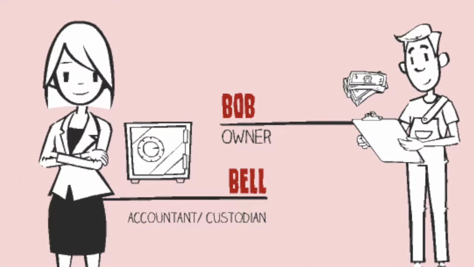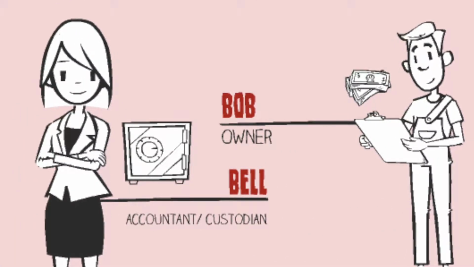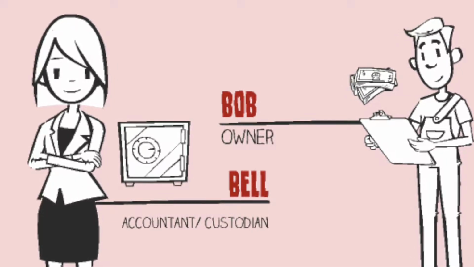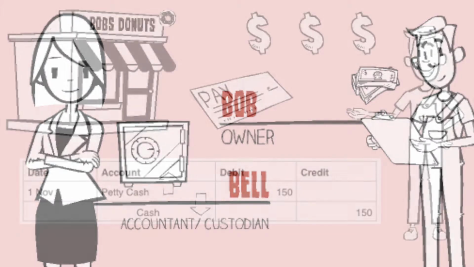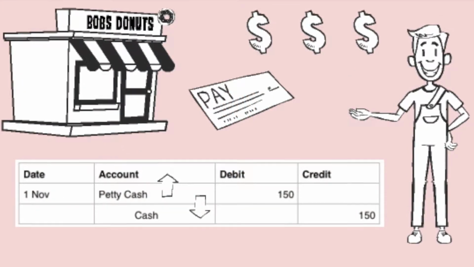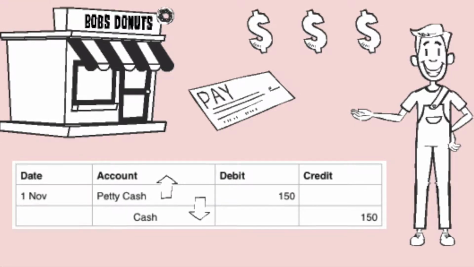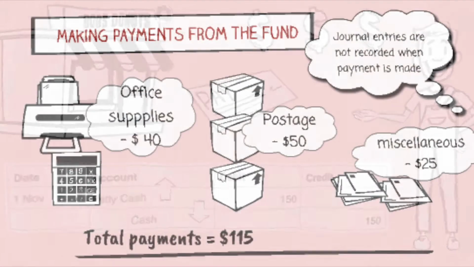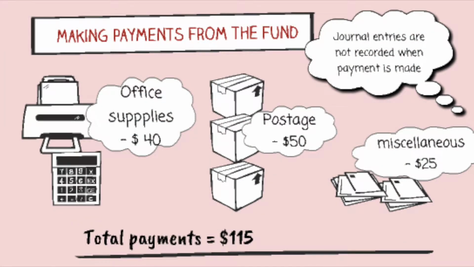Now, as Bob likes to work in the donut store, he places the cash with his accountant Belle, who is now known as the custodian. Bob would then record the following entry on the 1st of November of debiting petty cash for $150 as it is increasing and crediting cash for $150 as it is decreasing. Cash can then be taken directly to pay for items, or employees can seek reimbursements.